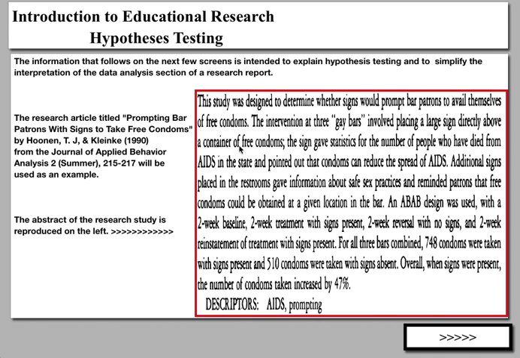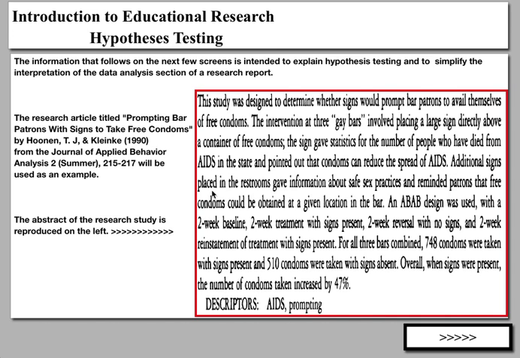And this is the abstract to that article. So let me read it to you. This study was designed to determine whether signs would prompt bar patrons to avail themselves of free condoms. The intervention at 3 gay bars involved placing a large sign directly above a container of free condoms. The sign gave statistics for the number of people who have died from AIDS in the state and pointed out that condoms can reduce the spread of AIDS.